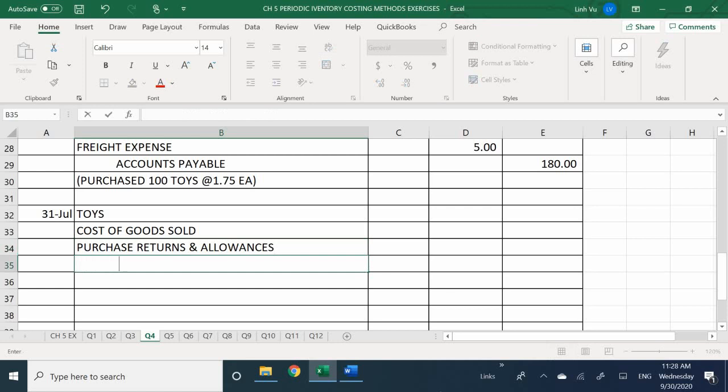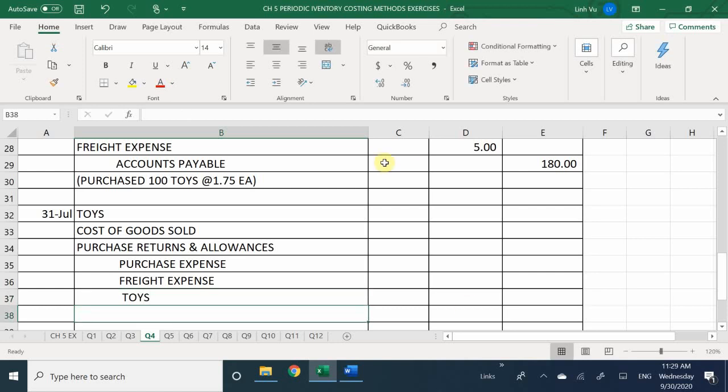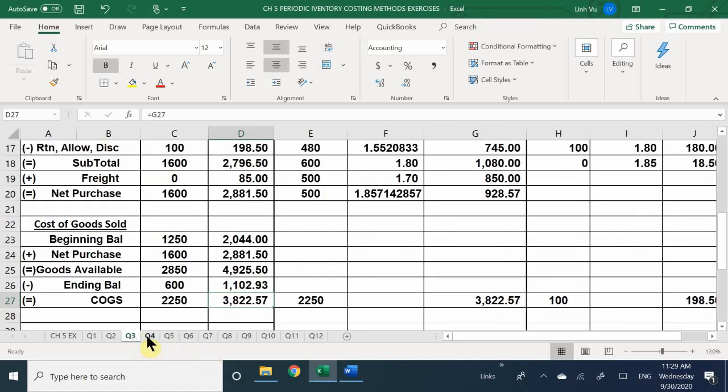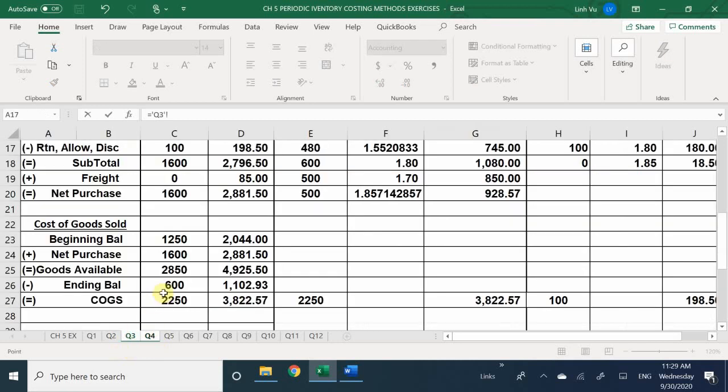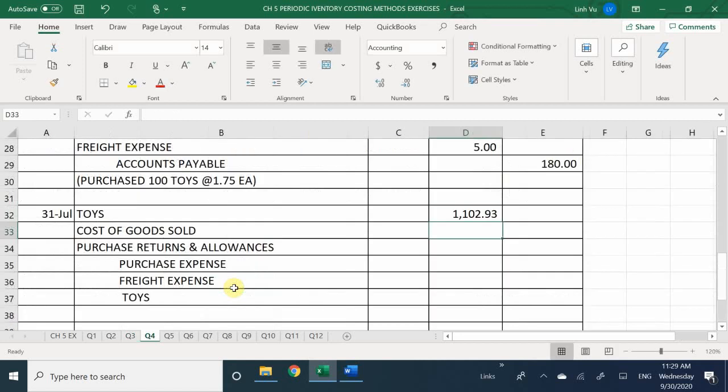And we're also going to recognize that we had our purchase expense, along with our freight expense. And lastly, we also have to include our number one thing, which is going to be our beginning inventory. Okay? So with that piece of information, we can go ahead and plug in everything that we have calculated in our inventory worksheet. So my ending inventory is going to be the 1102.93.